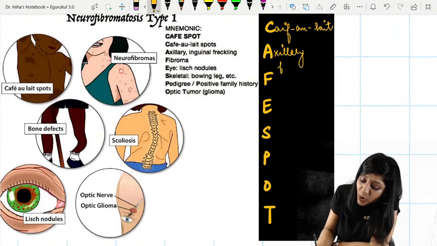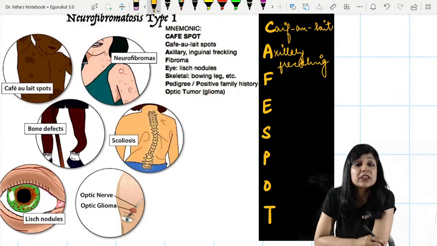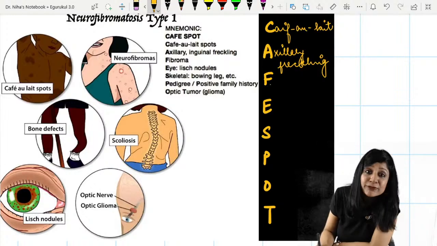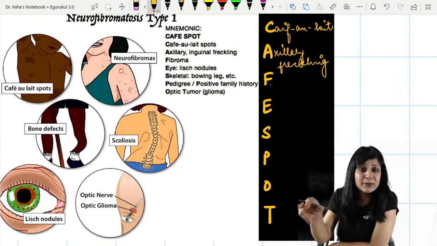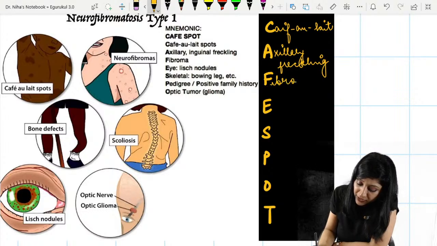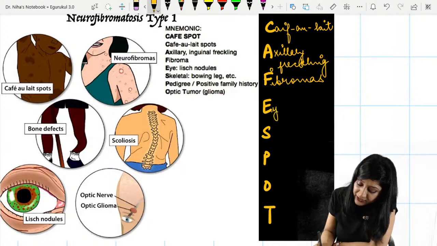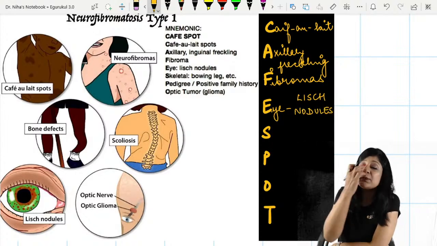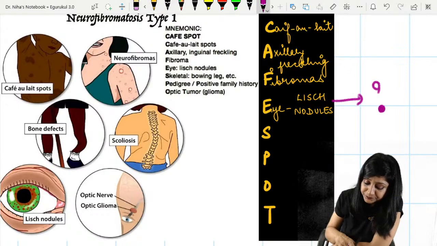See, this is a small effort so that you can remember. You have so many things to remember, so these are small tips and tricks by which you can easily remember. Then you have F, the neurofibromas. So nerve involvement is there, fibromas are there. Then E for eye. What are you going to get in the eye? In the eye we may get the Lisch nodules. I will show the Lisch nodules also. Shreya was also asking. Now can you tell me what are these Lisch nodules? Anybody who can tell me?